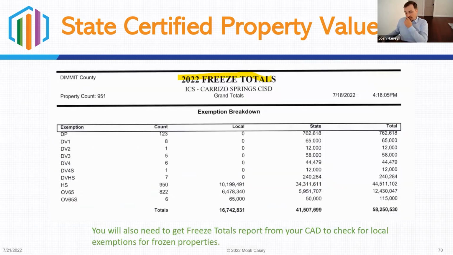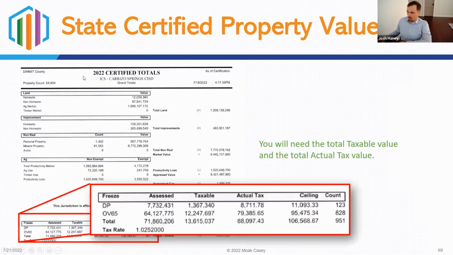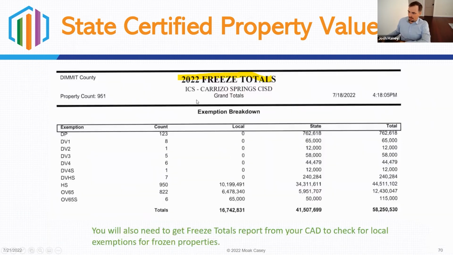Okay, then this is why I had to ditch Zapata as the guinea pig here and move over to Carrizo Springs, because Zapata, I didn't have your freeze totals report. Okay, if you want to do this calculation, you need to ask your CAD. You can see on all these other reports, it says certified totals at the top. We need a series of reports called freeze totals.